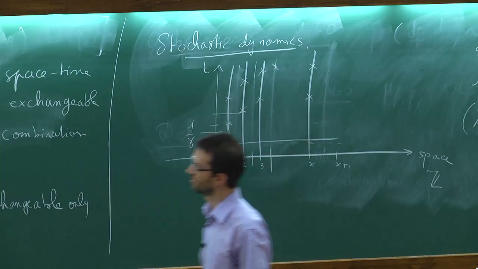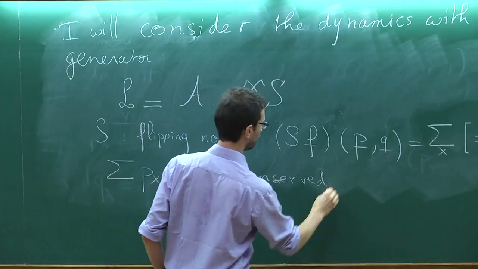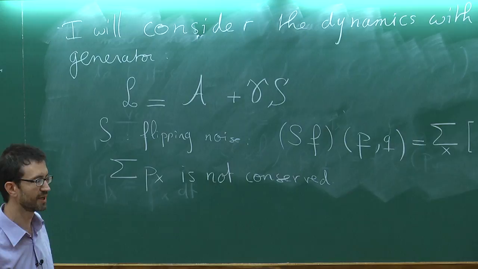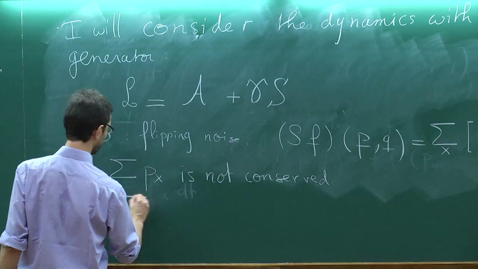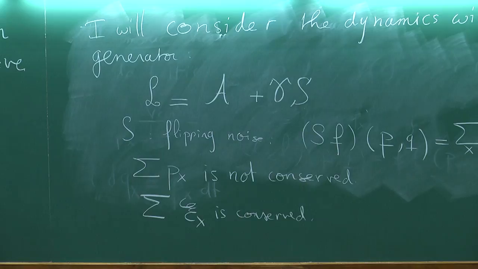Okay? So you see clearly that this microscopic dynamics does not conserve the momentum, even if it was conserved by the Hamiltonian dynamics. The sum of the px, the momentum, is not conserved, because when you flip px into minus px, it doesn't remain conserved. But otherwise, the energy, the sum of the Ex, is conserved by the dynamics. And in dimension one, you also have the sum of the Rx, which is conserved.